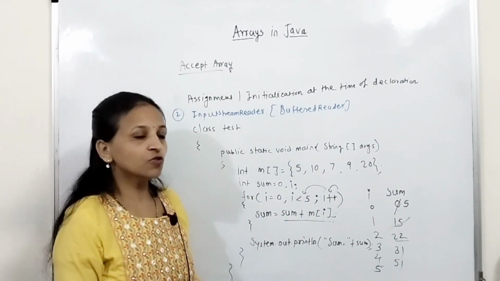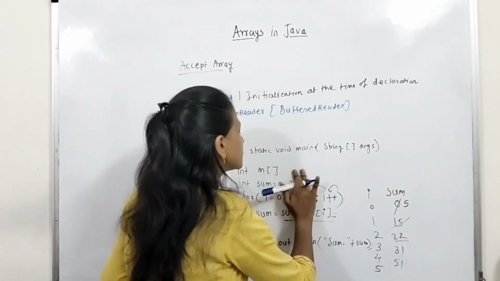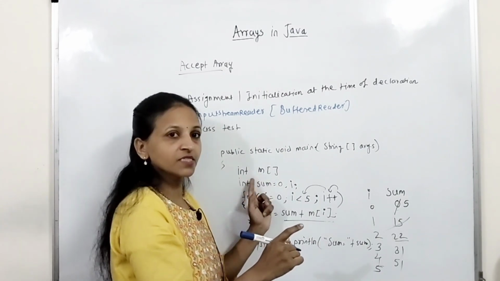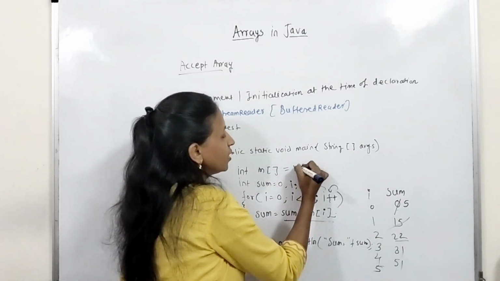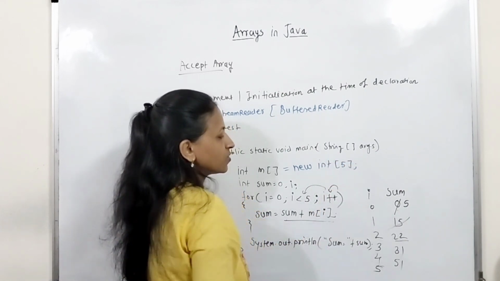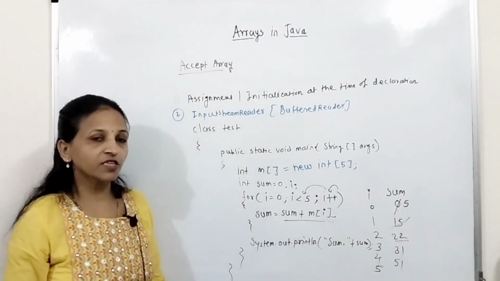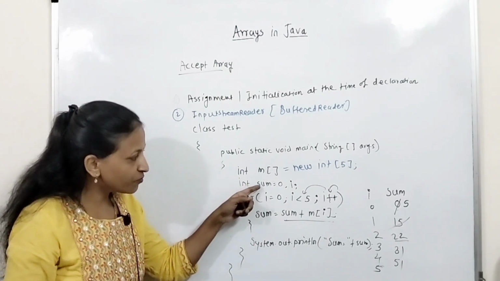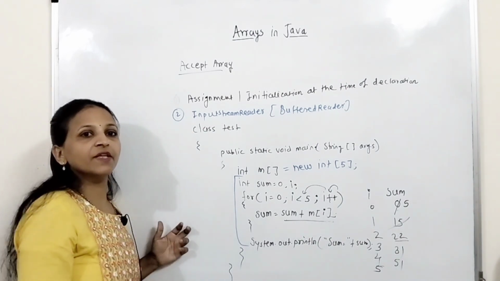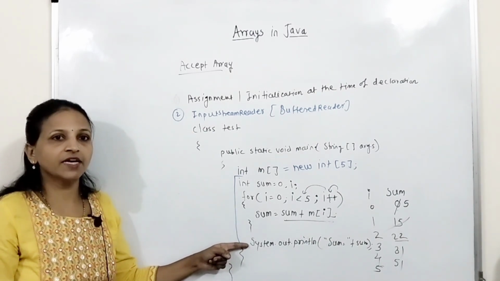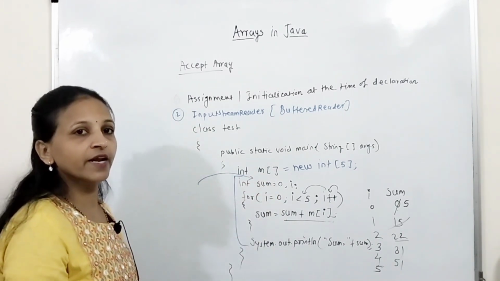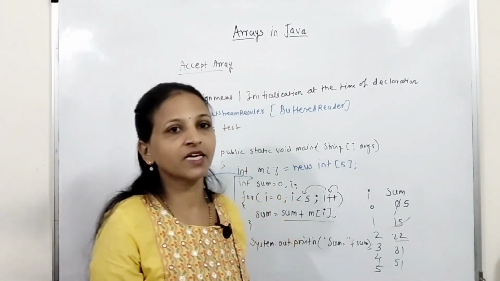Let us see. I don't want to initialize this. I want to accept all the elements from the user. Then we will first create an array like this: int m[] = new int[5], where 5 is the size. Now I want to accept all the elements from the user. Before doing this addition, we have to first accept that array. Here at this place you have to write some statements to accept the array from the user.